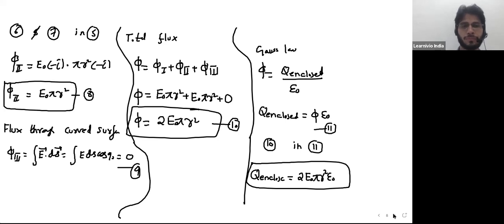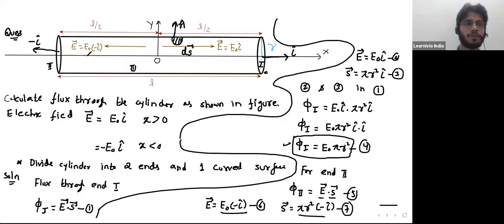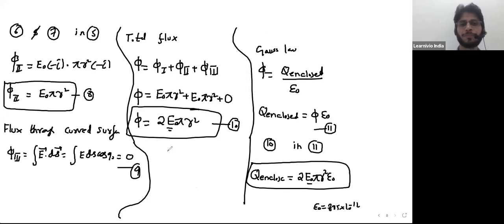But the values of epsilon naught are not the same. Why am I not using the value of epsilon naught? No, this is E naught and this is epsilon naught. This is E naught, the field. See, the electric field is given in this way. Electric field is given as E naught. So one is E naught, another is epsilon naught, okay? Yes, sir.